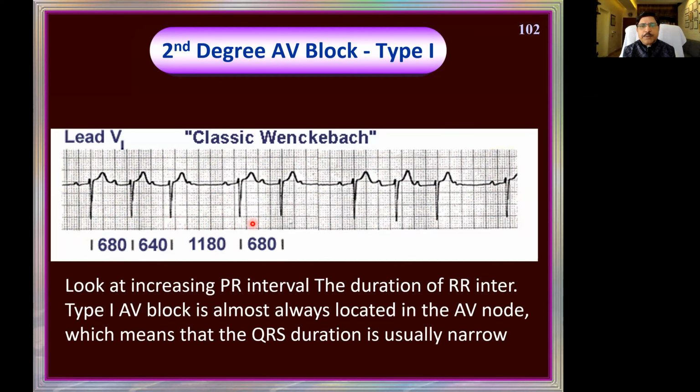Look at the increasing PR interval, the duration of the RR interval. Type 1 block is almost always located in the AV node. Why do I need to know whether it is type 1 or type 2? Because where to place my pacemaker, where to put the leads of my pacemaker, is very important. If I know it is type 1 block, I will put it in the AV node. And if it is type 2 block, it is below the AV node, so I have to place the leads a little lower. For that reason, it is important to know whether it is type 1 or type 2.